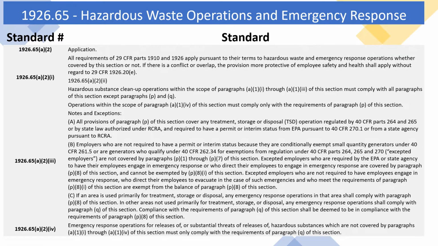1926.65(a)(2) Application. 1926.65(a)(2)(i) All requirements of 29 CFR Parts 1910 and 1926 apply pursuant to their terms to hazardous waste and emergency response operations, whether covered by this section or not. If there is a conflict or overlap, the provision more protective of employee safety and health shall apply without regard to 29 CFR 1926.20(e).